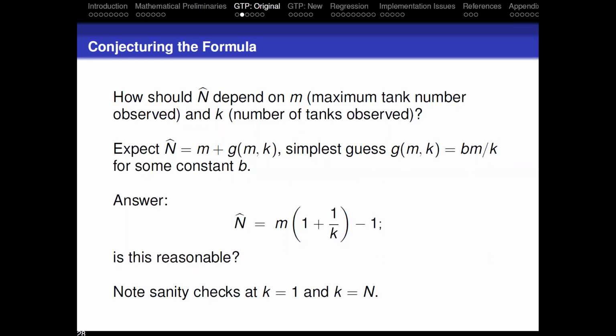The other case is, imagine we observe every single tank. We may not know that we observed every single tank, but imagine we do. If k equals n, you can see that this formula is also going to work, that it's going to inflate it not at all.